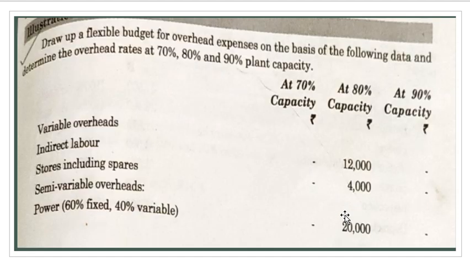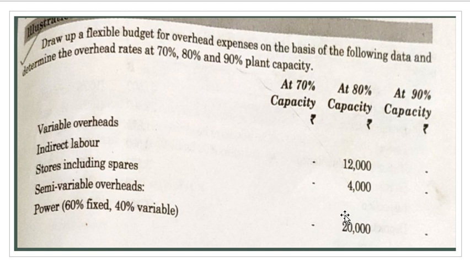So now the next question we are going to discuss is, draw a flexible budget for overhead expenses on the basis of following data and determine the overhead rates at 70%, 80% and 90%. Yes. So here they have given us 70, 80% and 90% to prepare the flexible budget for the overhead expenses. And they have given information only on 80%. So now we need to find out for 70% and 90%.